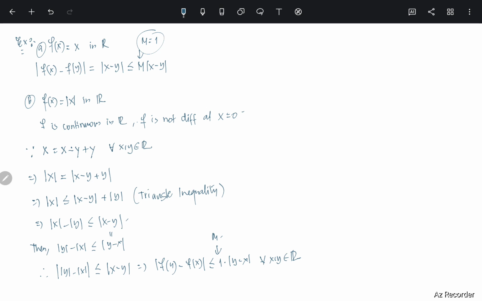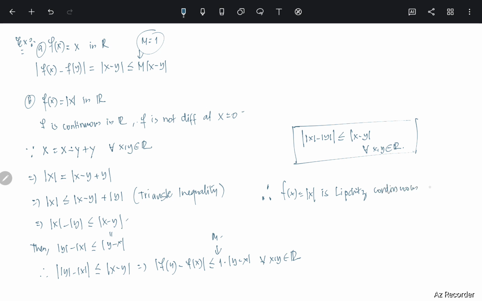Okay, and by the way, please remember this inequality, it is very, very important. Basically it says that mod of x minus mod of y is less than or equal to mod of x minus y. This holds for all x, y in R. This inequality we are going to use in many other places, but you do realize that you can use this inequality to show that f of x equals mod x is Lipschitz continuous in R. Now you have to understand why I am saying in R.